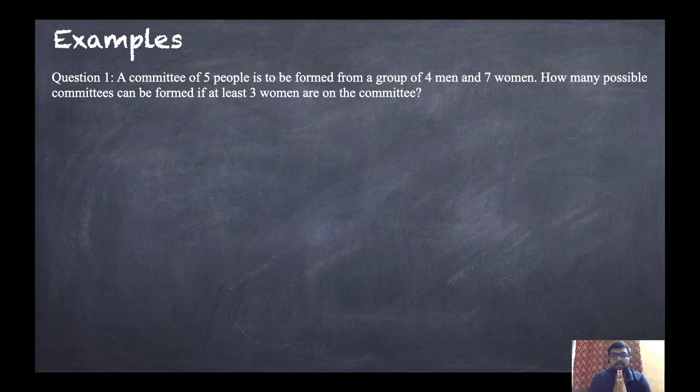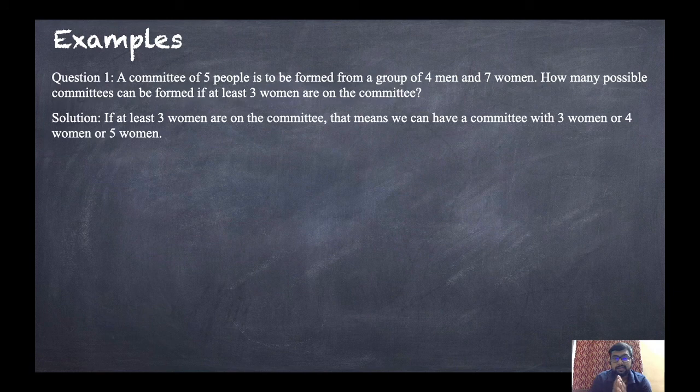Again, we want to create a committee of five people, and the total number is 7 plus 4. So that means a total of 11, in which 4 are men and 7 are women. And the question is, how many possible committees can be formed if at least three women are on the committee?